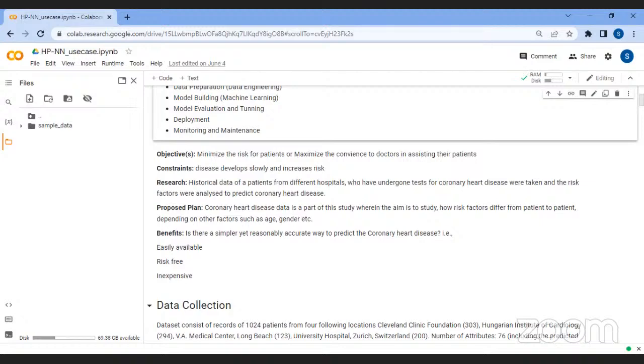So what are the benefits? The benefits we have listed here are: is there a simple yet reasonably accurate way to predict coronary heart disease, or can we analyze based on historical data? Is it easily available? Is it risk free or inexpensive? These are the different factors that were considered when we took this data set, and when we are using this data set for neural network analytics.